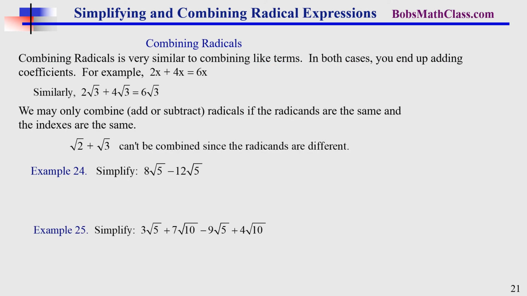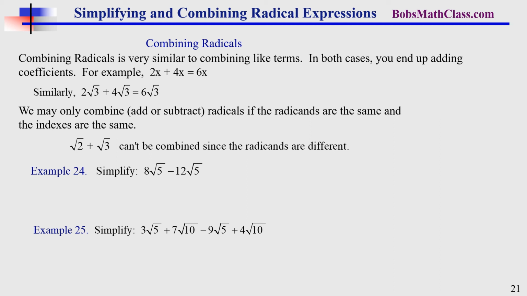All right, our last topic we want to talk about is combining radicals. It's very similar to adding like terms. In both cases, you end up adding the coefficients. For example, 2x plus 4x. You add the coefficients, the numbers in front, 2 plus 4, which is 6, and then attach the variable, x. Same thing with radical terms. 2 square root 3 plus 4 square root 3. Add the 2 and 4 to get 6, and then attach the square root 3.